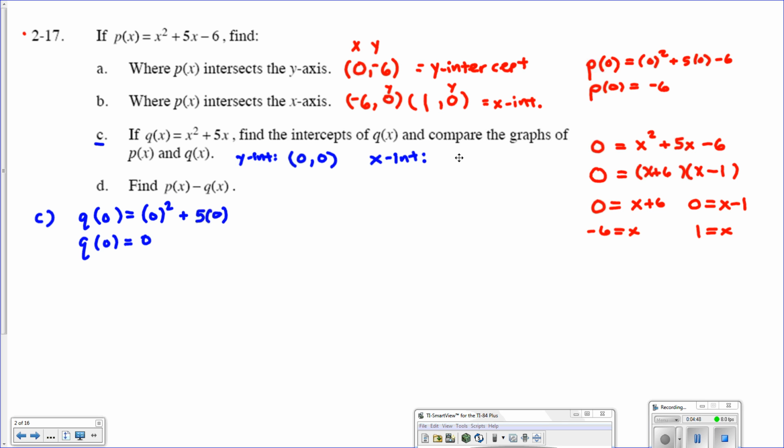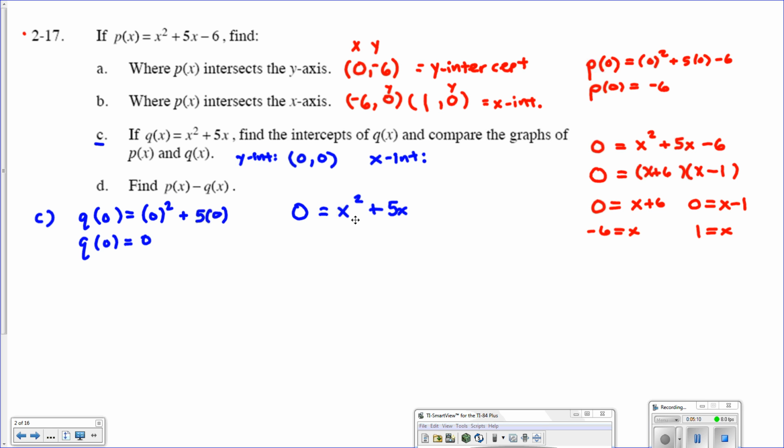So now remember, our outputs are going to be 0. So when we take this, instead of q of 0, we're going to set the output to 0, and we're now going to solve for our x. So we have 0 equals x squared plus 5x.